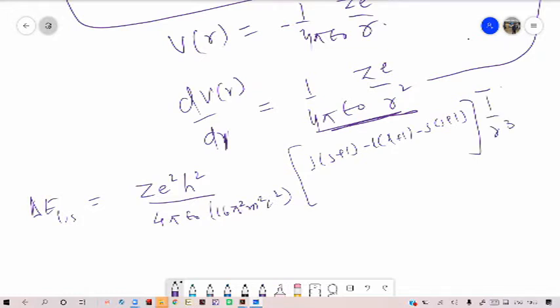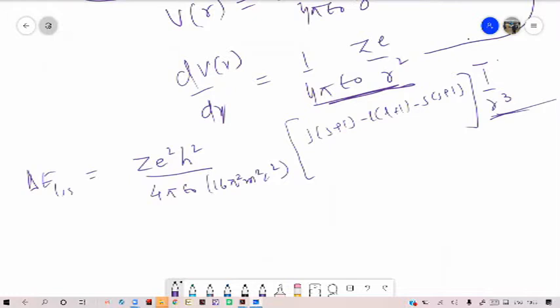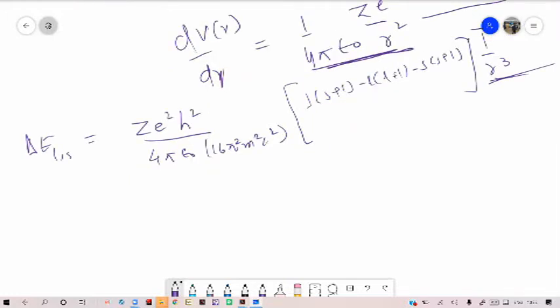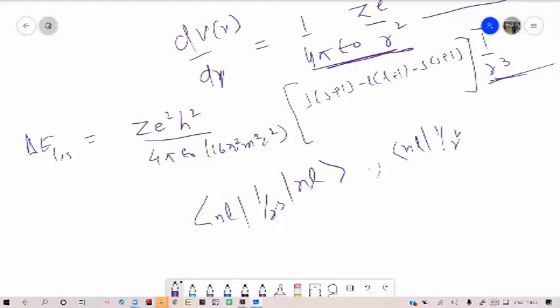Have you calculated this value somewhere? I think you have done it. Have you done it anywhere? I think you must have done it when you solved the hydrogen atom, when you took the average. You might have done it like this: <nl|1 by r cube|nl>, and also <nl|1 by r^4|nl>. It is a problem in Zettili. It is given there. I will give you the page number and all that. I have written it somewhere.